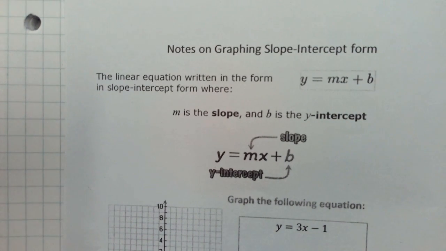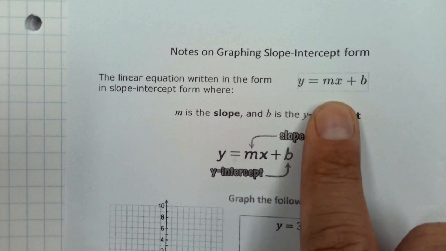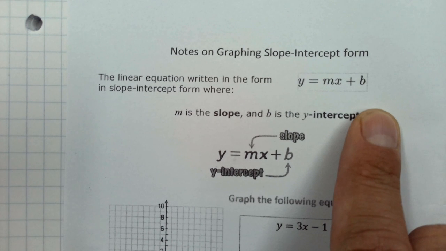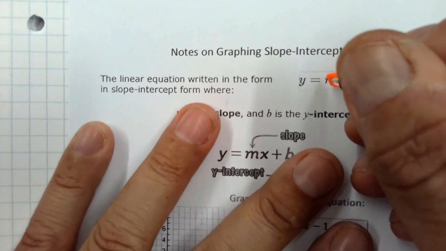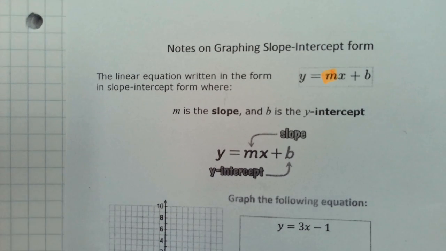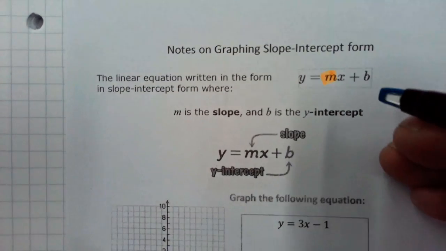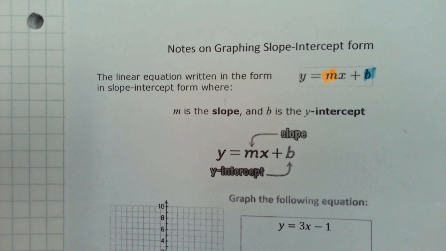Okay, so any linear equation written in this form where m and b are actual numbers is called slope-intercept form, okay? So we're constantly going to be looking at two numbers to help us graph our lines. The coefficient of x, typically we use the variable m for that one, and the constant, the b, in this case, whatever number is in the place where b is. That's going to be the y-intercept. So let's talk about those two parts.